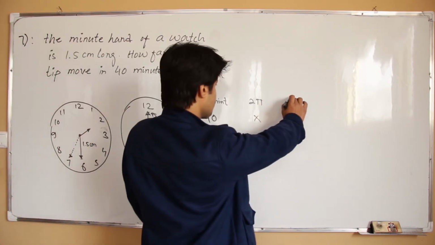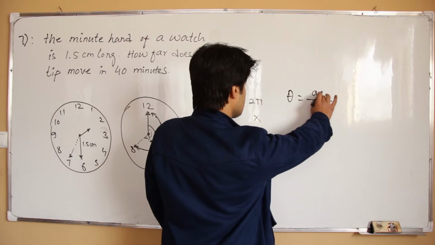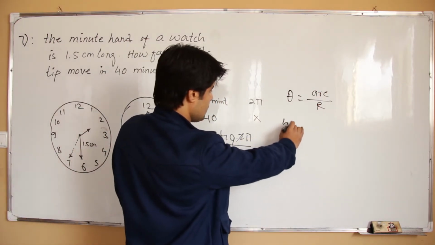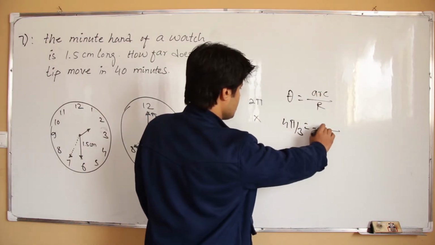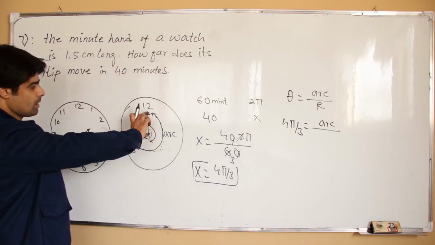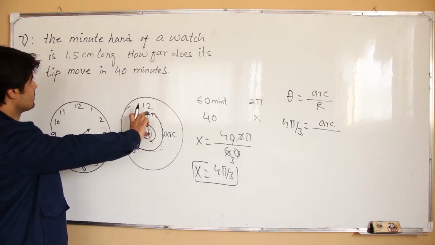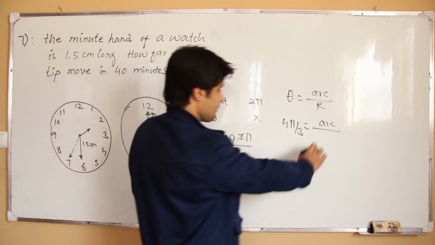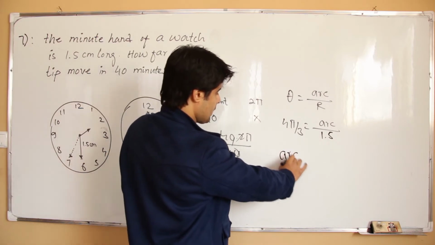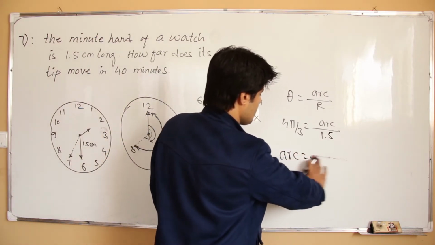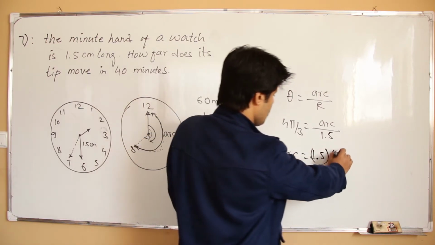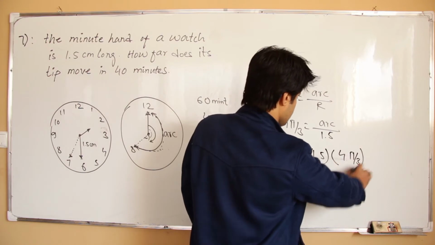Now you have theta is arc divided by radius. Theta is 4 pi divided by 3. Arc, we don't know. And the radius is the minute hand, which is 1.5 centimeters. Now you can solve for arc. Arc is 1.5 times 4 pi divided by 3.